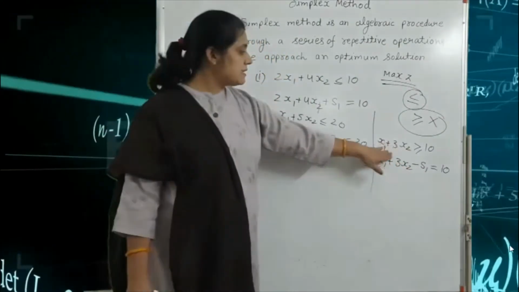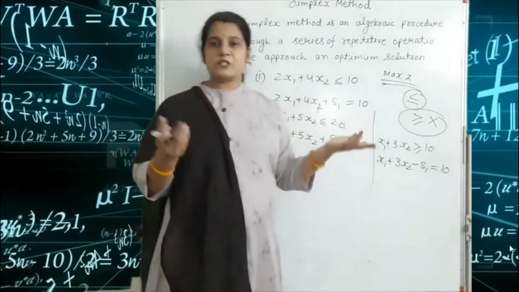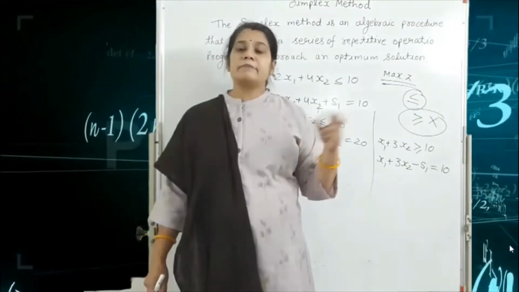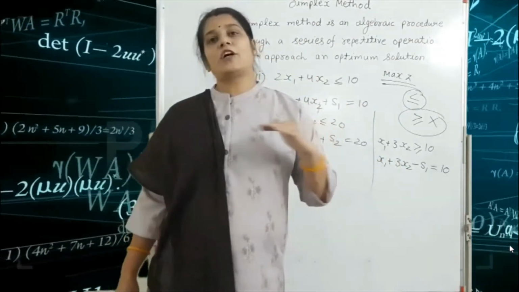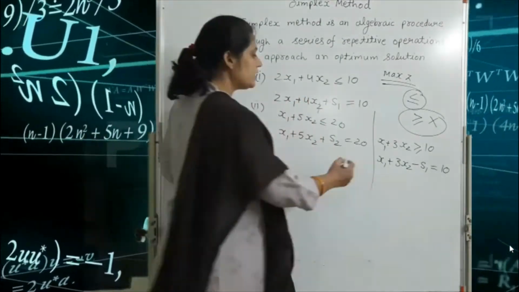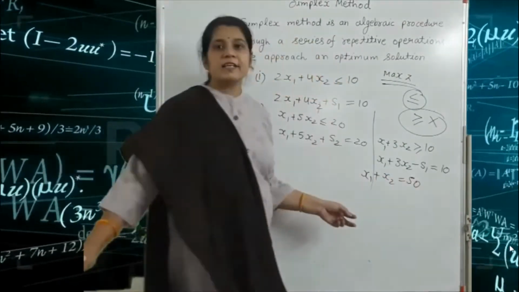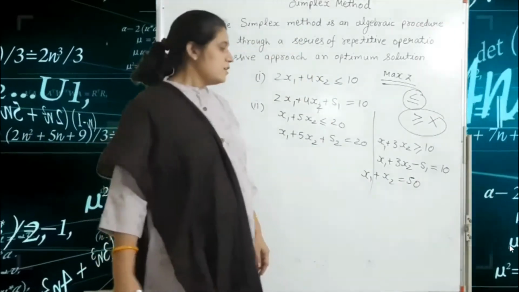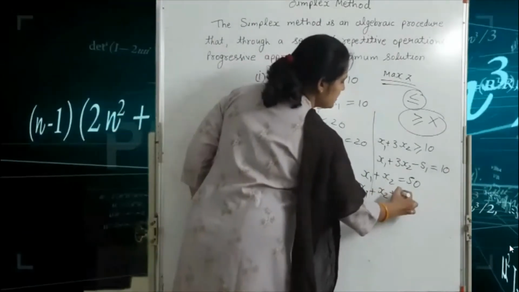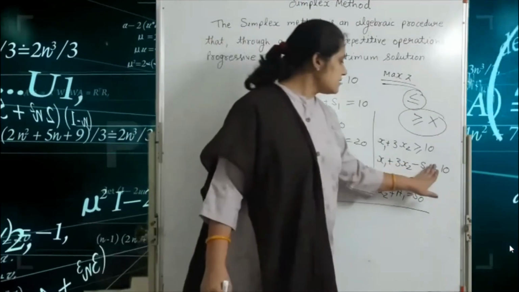For example, if the equation is in the form of the third one, and we already used s1 and s2, then we write the s3 variable. Don't write s1, s1 or s2, s2 or s3, s3 repeatedly. And the third case is when, according to our question, we are given x1 plus x2 equal to 50, an equal to sign. So here we add the artificial variable: x1 plus x2 plus a1 equals 50. This is our artificial variable. And this is the surplus variable.